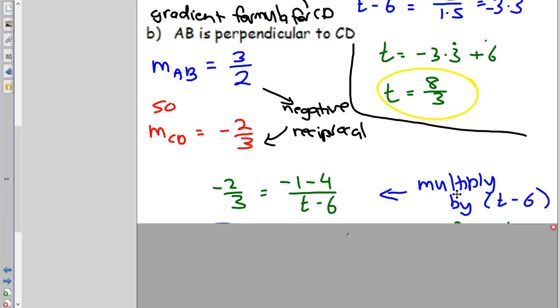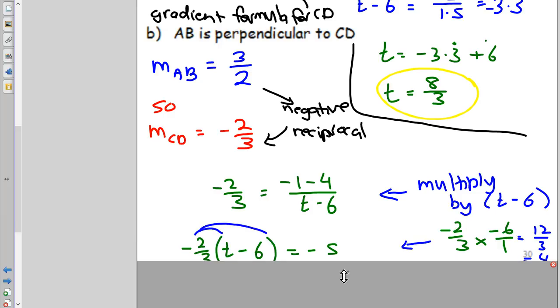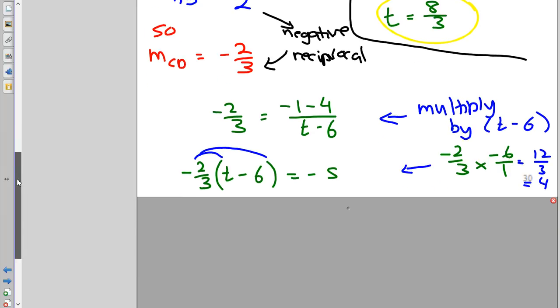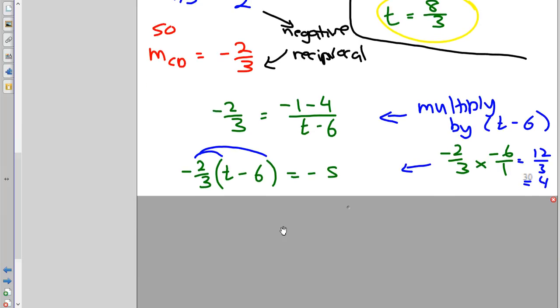And what you could do is multiply by t minus 6. You might, as I said, want to cross multiply at this point, because cross multiplication actually, to be honest, is probably an easier method here. You can also do what I did, which is fine. But cross multiply is probably what I'd recommend. Feel free to try cross multiplying instead of what I've done and just check that you've got the same answer.